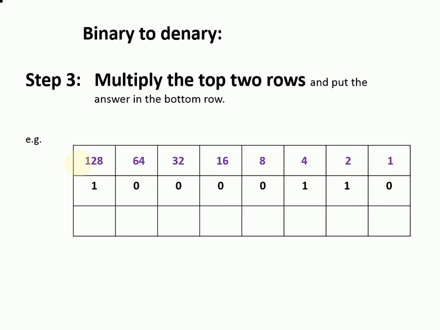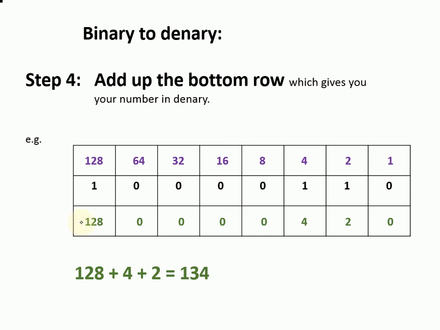Step 3 is to multiply the top 2 rows. In this case, 1 times 0 is 0, move across to the next bit, 2 times 1 is going to be 2, 4 times 1 is 4, any number times by 0 is just going to be 0, so we've got another couple of zeros here, and any number times by 1 is just that number. So step 3 is multiply the top 2 rows.